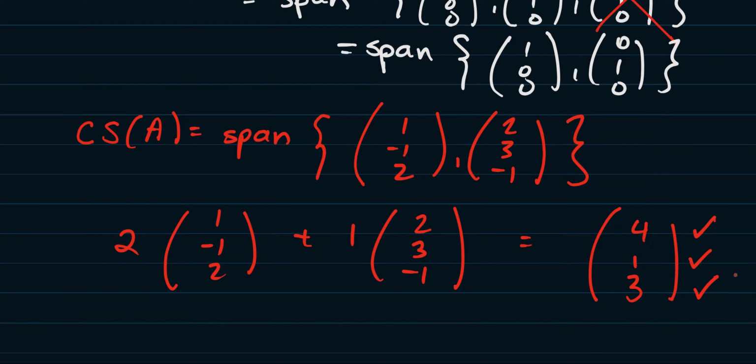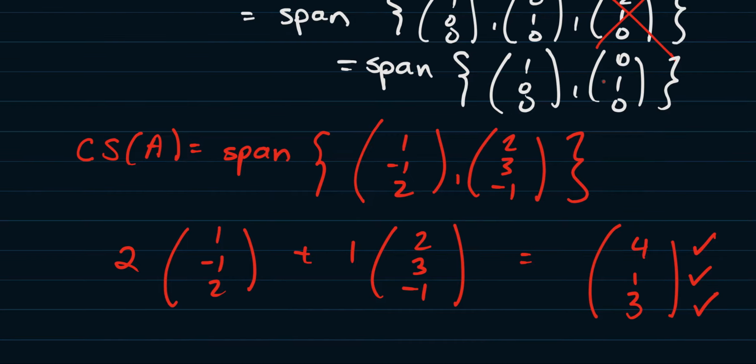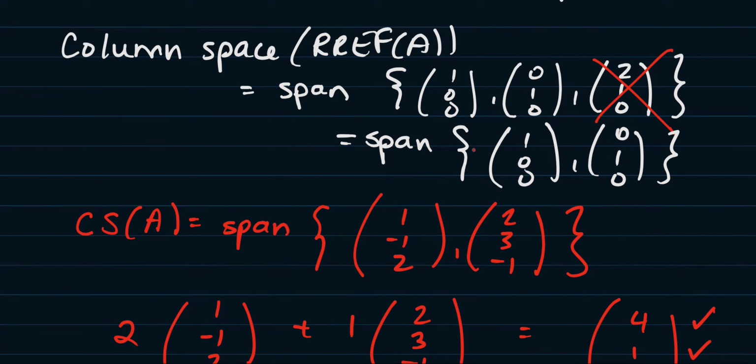So that's true. So the relationships between the columns of the reduced row echelon form are the same as the relationships between the columns of the original, but they're not the same column space. Notice that for the column space of the reduced row echelon form, I have a 0 in the third position. Here I do not have a 0, so it's obvious that the column spaces are not the same.